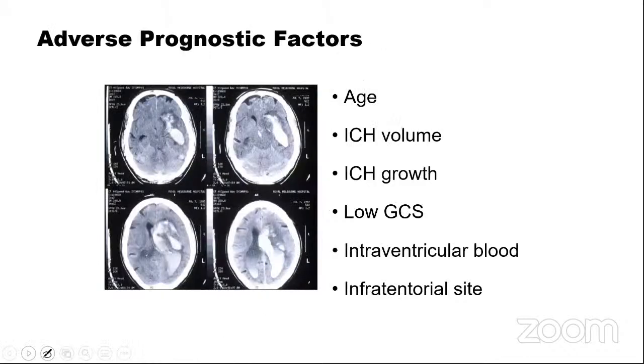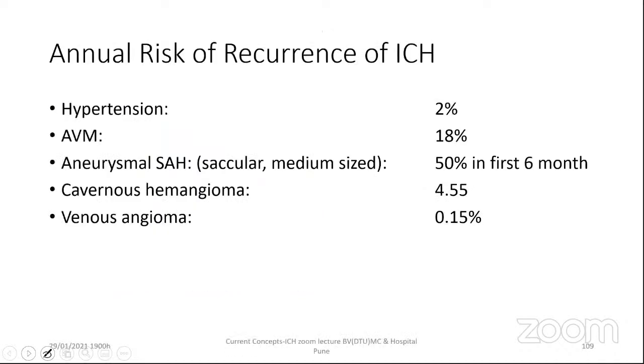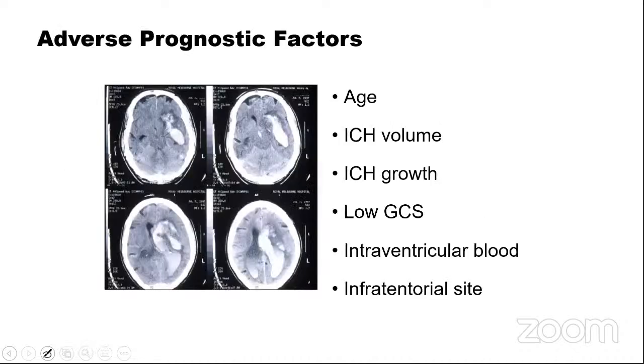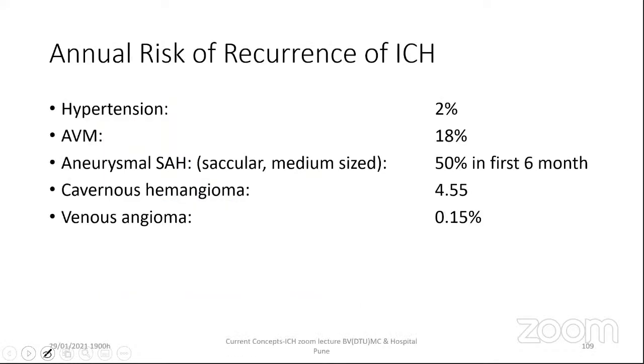So adverse prognostic factors: age, ICH volume, growth, and the GCS score, with low GCS, intraventricular blood, and infratentorial location. These are all factors covered in the ICH score. The annual risk of recurrence of ICH is very low for hypertension, 2%. AVMs, it is 18%, and saccular aneurysms or medium-sized artery aneurysms, 50% in the first 6 months. Cavernous hemangiomas 4.5%, venous angiomas about 0.15%. So there is an annual risk of recurrent ICH. Accordingly, you can plan your interventions.